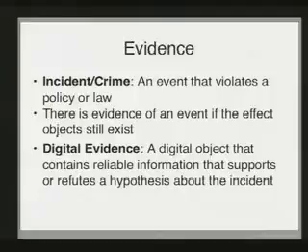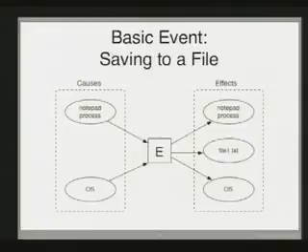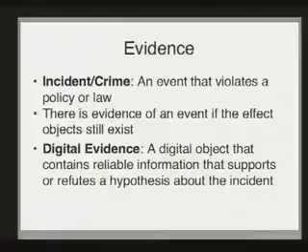So when we look at what evidence is, basically an incident or a crime is an event that violates a policy or a law in the system. Let's say this event back here is actually some illegal file. This may be the illegal event that was created when we save this file to our desktop or our system. That is the event that we're investigating. So basically, we're trying to investigate these types of events.